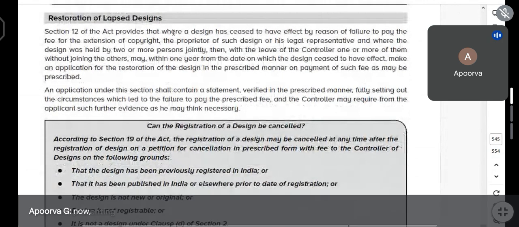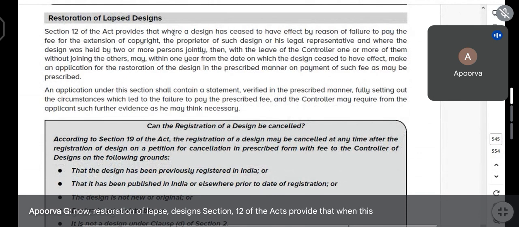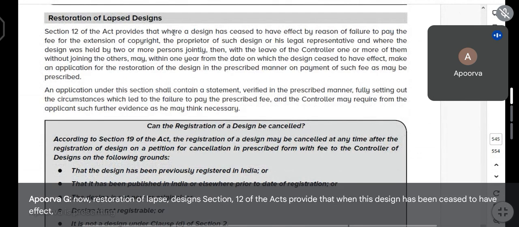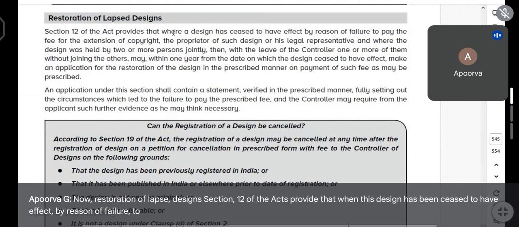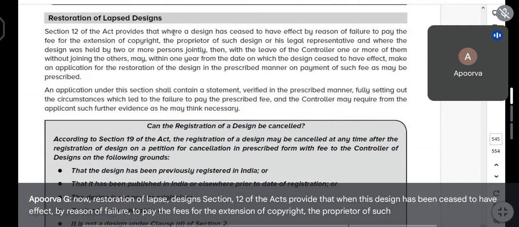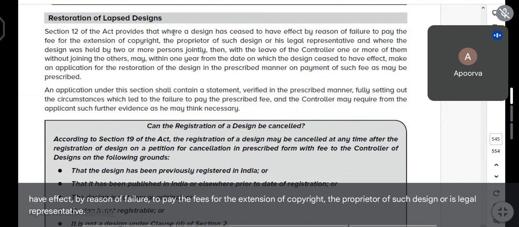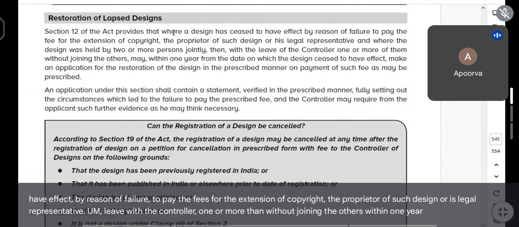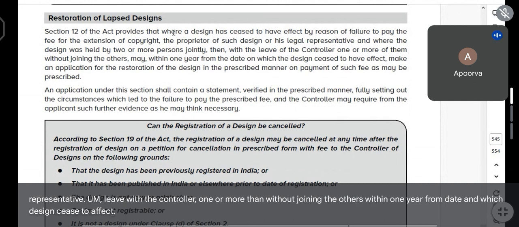Now, restoration of lapsed designs. Section 12 of the Act provides that where a design has ceased to have effect by reason of failure to pay the fees for the extension of copyright, the proprietor of such design or his legal representative may apply to the controller within 1 year from the date on which the design ceased to have effect. So basically, if you have not applied, you still have 1 year to restore the particular design.